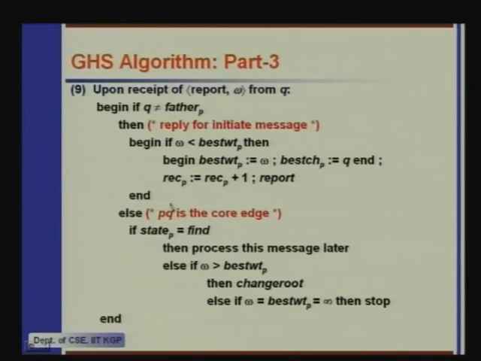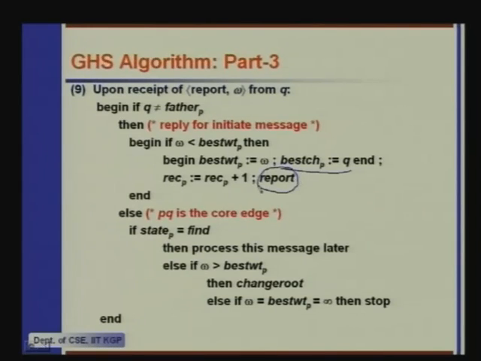Now, what is happening here is that if Q is not equal to father P, that means it is getting it from a child. So, it checks whether the weight that it has got is less than its current best weight. If so, then it revises the best weight to this and the best channel to Q. This is a pointer which points to the child through which the best can be reached. It increments RECP and again executes the report.